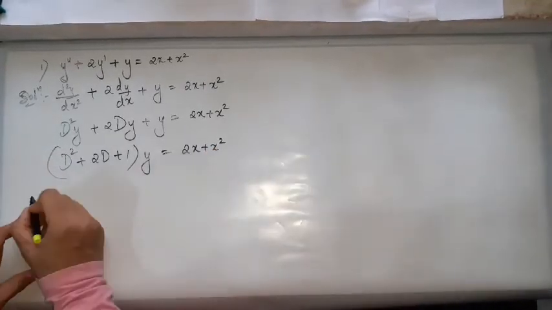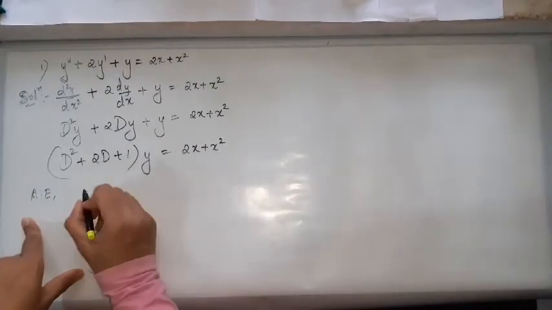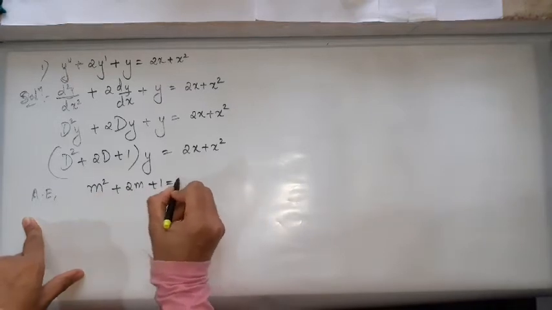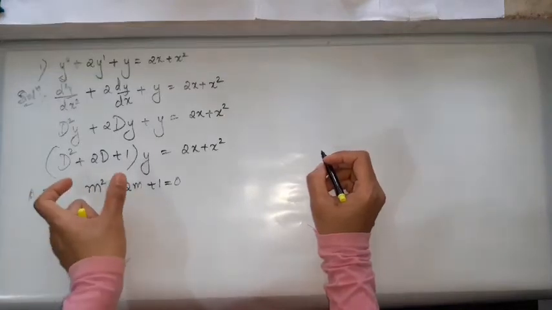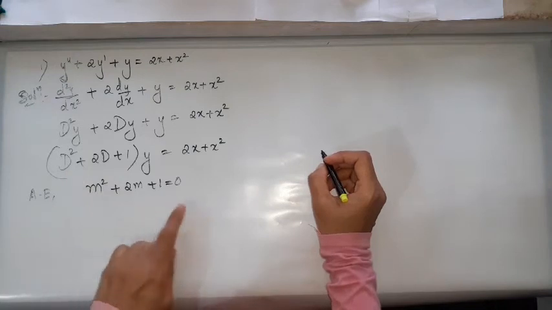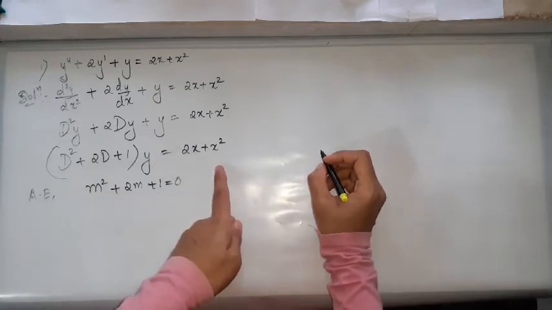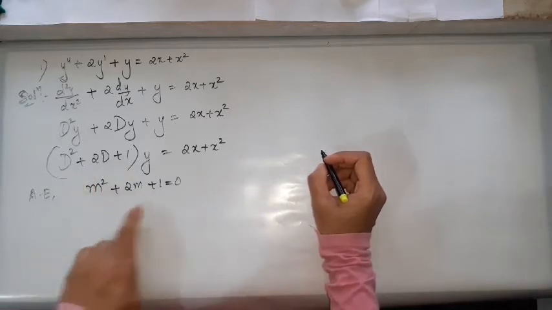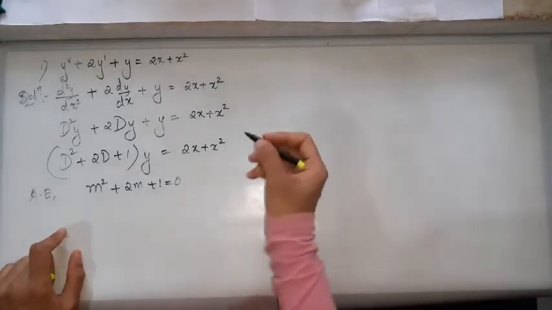Let's go for our auxiliary equation, AE, which is nothing but m square plus 2m plus 1 is equal to 0. You are going to consider the bracket, replace every D by small m and equate that term to 0. You leave the y and the right-hand side. Just consider the bracket, replace every D by m, and you get an auxiliary equation like this. These steps are very clear to you; you have solved a number of problems on this.